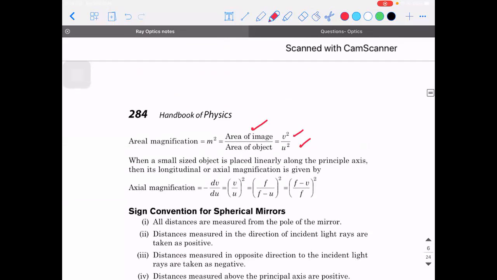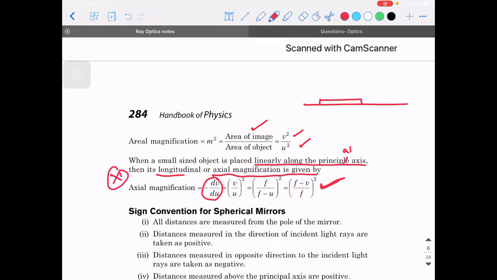So axial magnification, as the name suggests, is when an object is placed along the axis. When an object is placed linearly along the principal axis, then its longitudinal or axial magnification is given by the formula minus dV by dU. Have this point in your mind. See, generally the questions are not asked based on this. They will maximum ask you aerial magnification. But still you can know what it is.